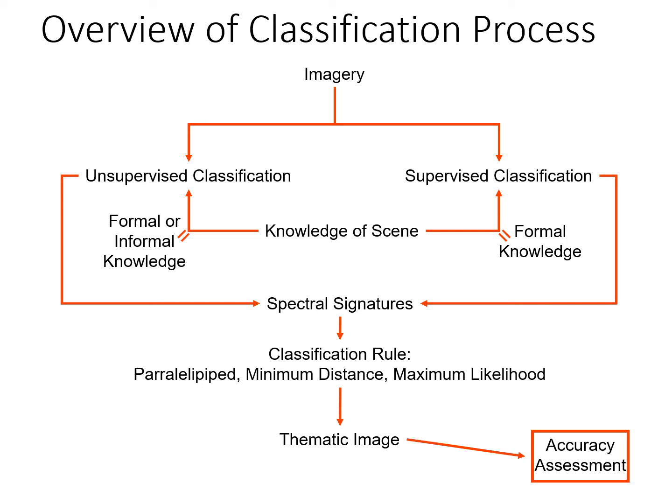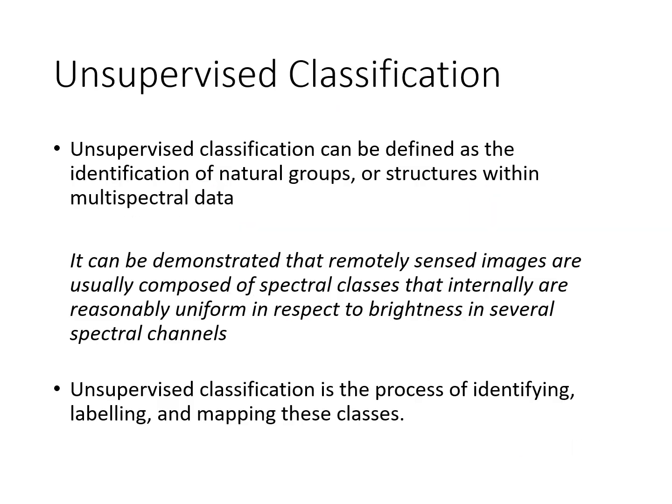So now we've gone through the types of classes. We can now start talking about unsupervised classification. So unsupervised classification is just identifying sort of natural groups of spectrally similar pixels, or we sometimes think of this as structures in multispectral data.